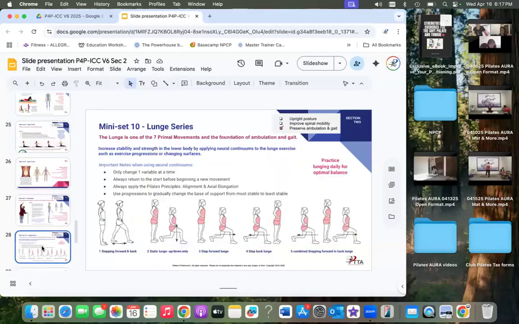All right, we get to the lunge series. So the lunge is one of the 7 primal movements, and it's the foundation of ambulation and gait. I mentioned that a few times. Practicing the lunge daily will give them optimal balance. Now, let's say right now I'm working with a stage 3, and he can do lunges. He has to have them assisted generally, unless he's on a good day, then we really power through and do lunges without any support. But when he's having a wonky day and the lunge is not possible, you can back that up to a squat, because really a lunge is a split squat.